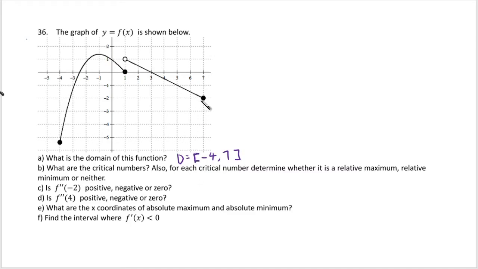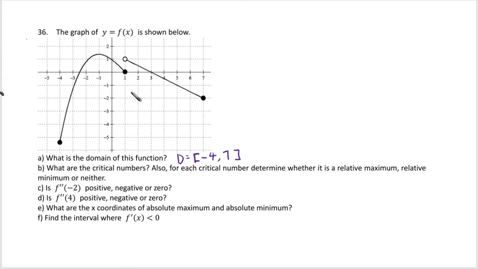Now, if any one of these were open circles, then you would put the open interval, which means it has to be round, right? So if this was open, just like this, then the right side will be a round bracket, and if this was an open circle, then the left side would be the round one, the parenthesis one. All right, what are the critical numbers? Also, for each critical number, determine whether it is a relative maximum or relative minimum or neither.